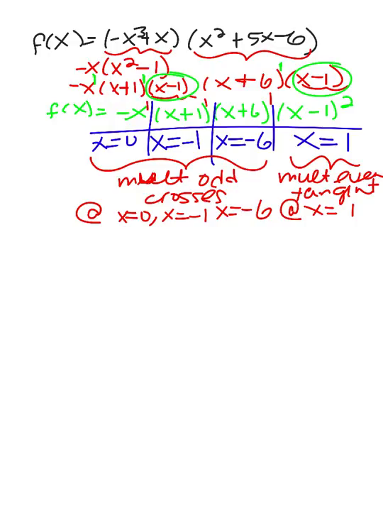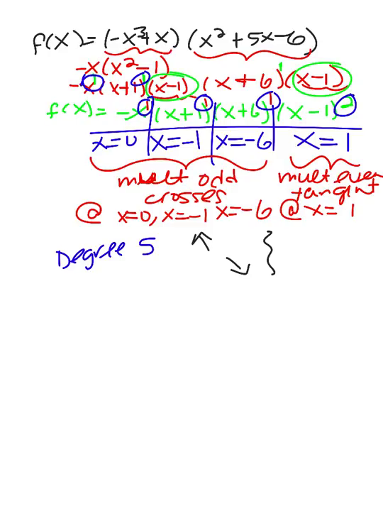Okay, so now I need the degree. Let's add up the exponents in the factored form. So I have 1, 2, 3, and then 4, 5. So the degree is 5. When the degree is odd, they'll go in different directions. So it'll go up to the left, down to the right, or down to the left, up to the right. So I need the leading coefficient. The leading coefficient, if I distribute everything, would be negative. So that means it has to look like a negative slope, so it's this one here.